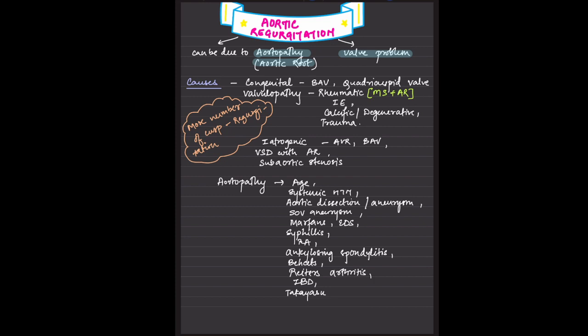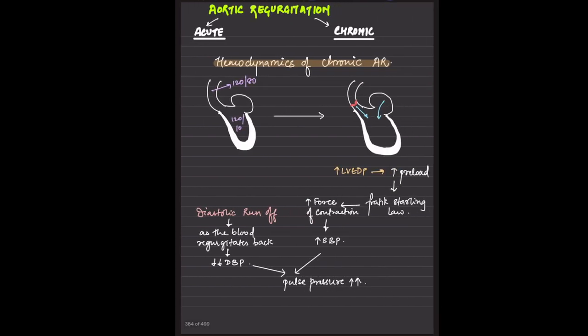It could be because of systemic diseases like syphilis, or because of inflammatory bowel disease, Behçet's disease, or we have Marfan's, ankylosing spondylitis, Reiter's arthritis, Takayasu, as I said, hypertension, age, aortic dissection, okay, and rheumatoid arthritis. Aortic regurgitation could be a chronic one or could be an acute one, right?